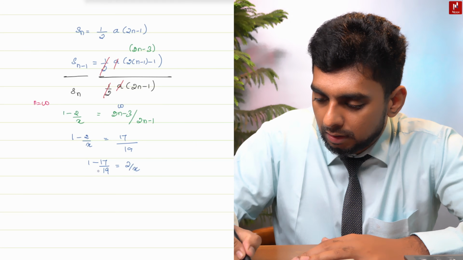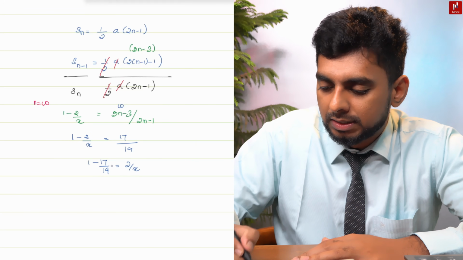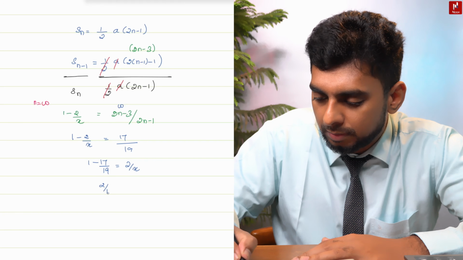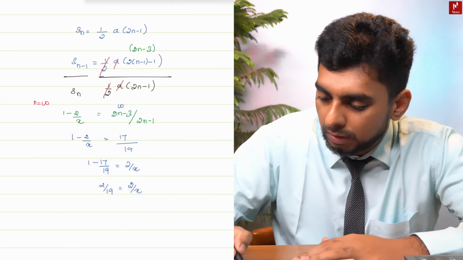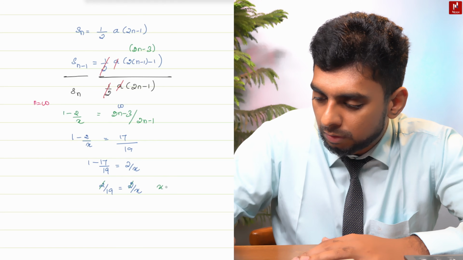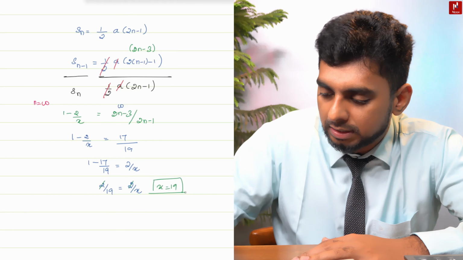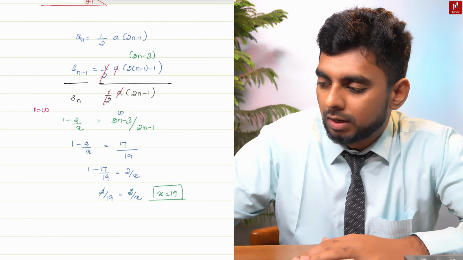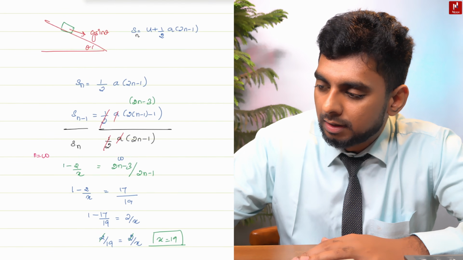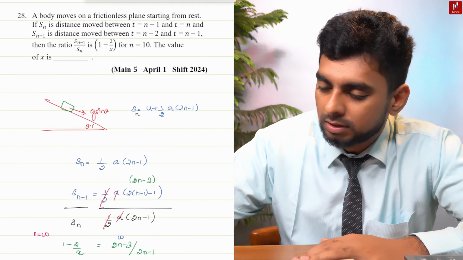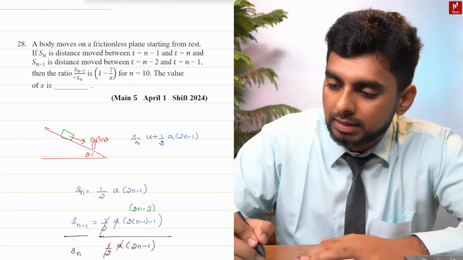Yeah, cross multiply it. 19 minus 17, that's going to give you 2 divided by 19, which will be 2 divided by x. These two will get cancelled out. Therefore, x will be equal to 19. That's going to be my answer. Fine. So what you have to do is, this is a computer based test. Therefore, just type 19 in the keyboard for this fill in the blanks. The answer here is 19.